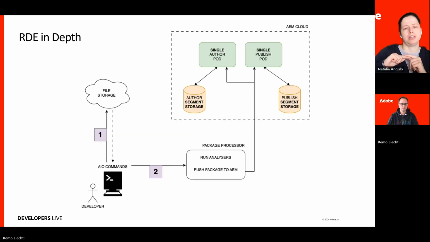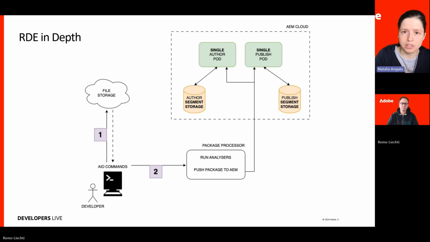So let's again go into the process that I explained before. You are the developer, there on your local computer, and you run an AIO command with a new plugin. The first thing it does is upload the thing that you want to deploy to the cloud. Then it gets back a URL. And with this URL, we ping our servers. This server is actually the package processor that you can see on the image.